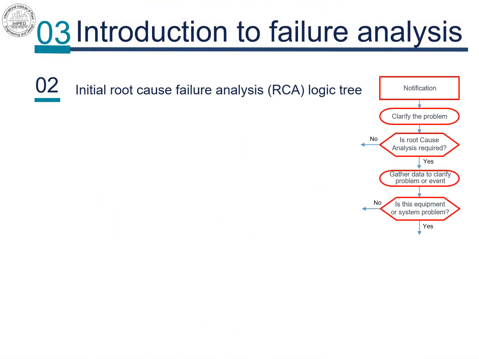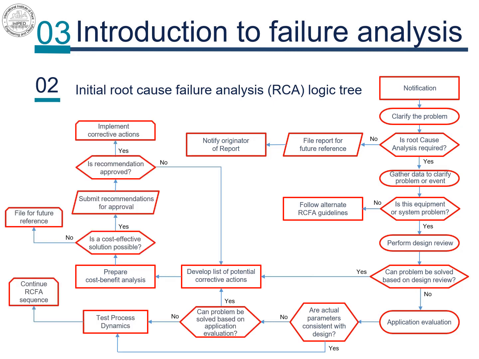Now that the event has been clarified, the root cause analysis logic tree follows as shown. If the root cause analysis is not required, the report is filed and the originator notified. However, if the root cause analysis is required, data should be gathered to clarify the problem, or the event. And if this is an equipment or system problem, continue with following the root cause failure analysis guidelines. If not, the design is first to be checked through performing a design review. The first question is: if the problem is solvable based on design review, in other words if it is a design-related issue, and if the answer is yes, shortcut is in the development of corrective actions.